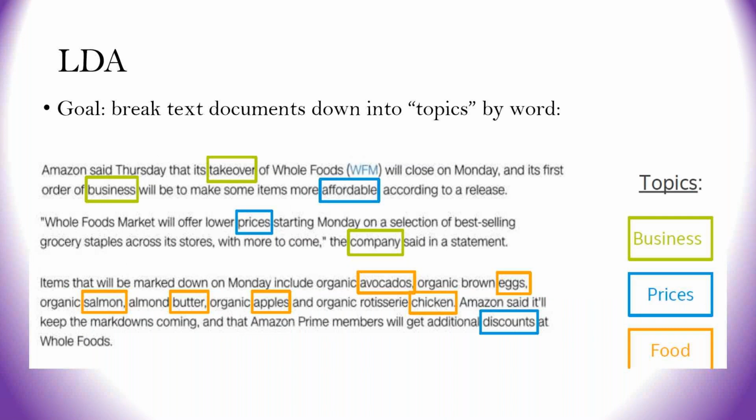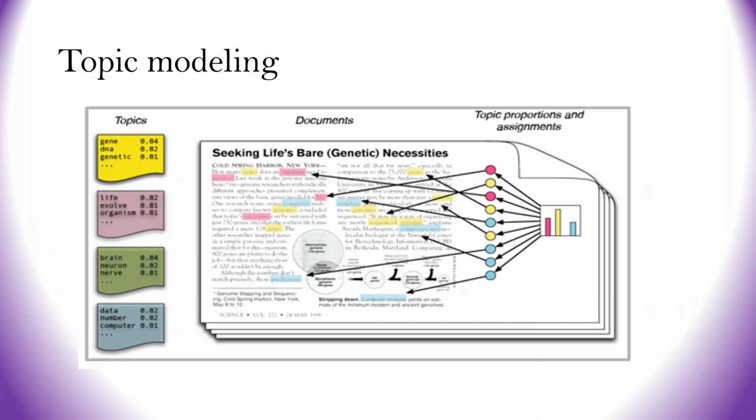We had a discussion about how to construct topics using LDA, and to brief about what a topic model looks like, it is displayed in the slide. Let's say the first document talks about gene, DNA, genetic, and the second one talks about life, evolve, organism. The third one talks completely about brain or neuron or neural network, and the fourth one talks about data processing: data, number, computer, all those are given.